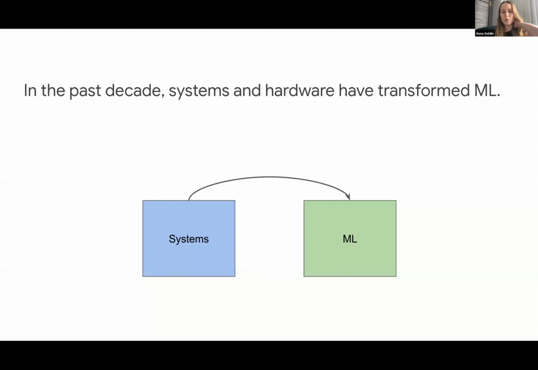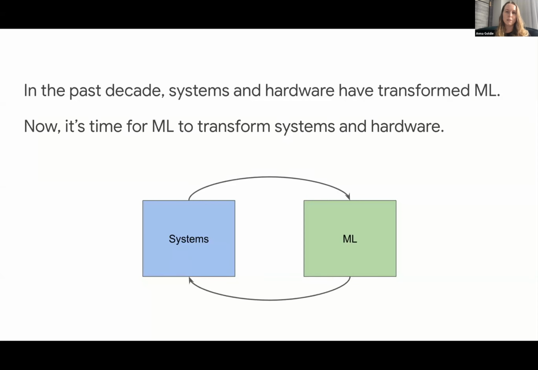Basically, we co-founded this team, Azalia Mirhoseini and I, like 3.5 years ago, with the intuition that in the past decade or so, systems and hardware had transformed machine learning into something that was very effective at certain types of combinatorial optimization problems. And we believed that it was time for machine learning to return the favor and transform the way in which we design these systems and hardware and kind of close the loop here.